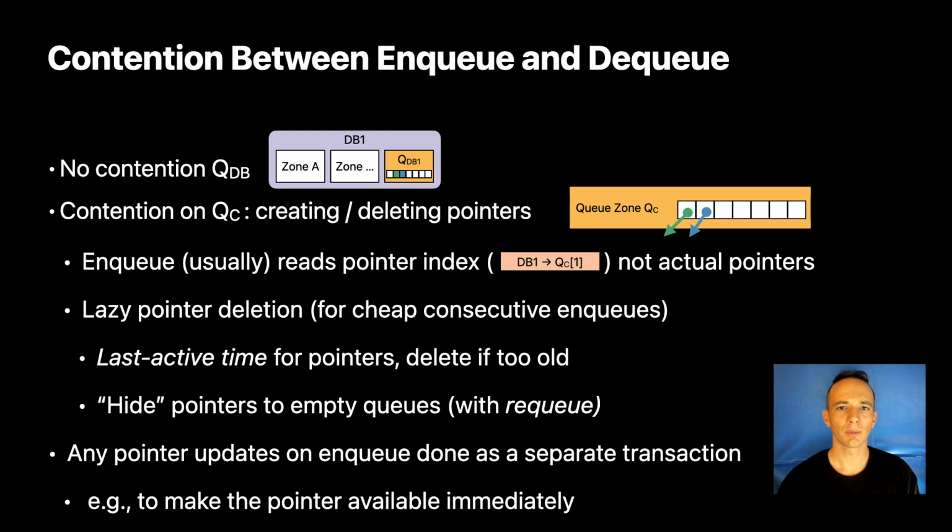Enqueuing an item normally involves reading the pointer index, and not the actual pointer record. This means that the pointer record is usually not part of the enqueue transaction read set, and therefore only pointer deletion, which also updates the pointer index, can collide with enqueues. Since deleting and creating pointers can create contention, we don't delete pointers right away when queues become empty. Instead, we use a lazy approach and a way to make sure that the queue remains empty for long enough and only then delete the pointer.